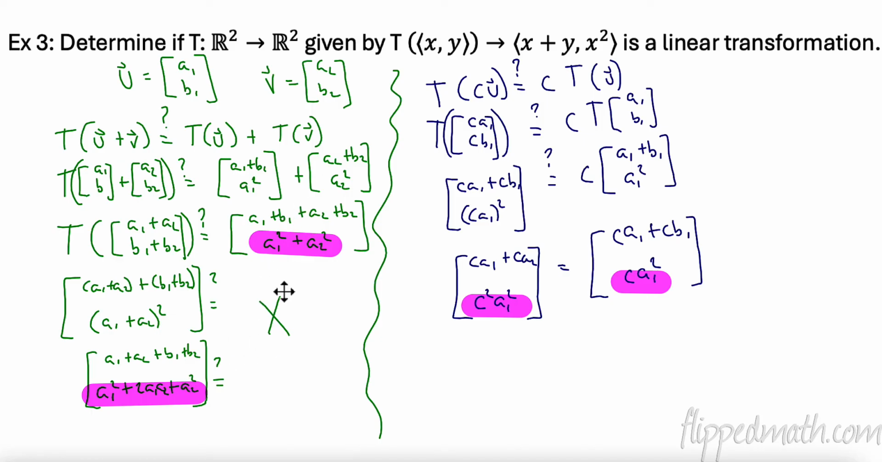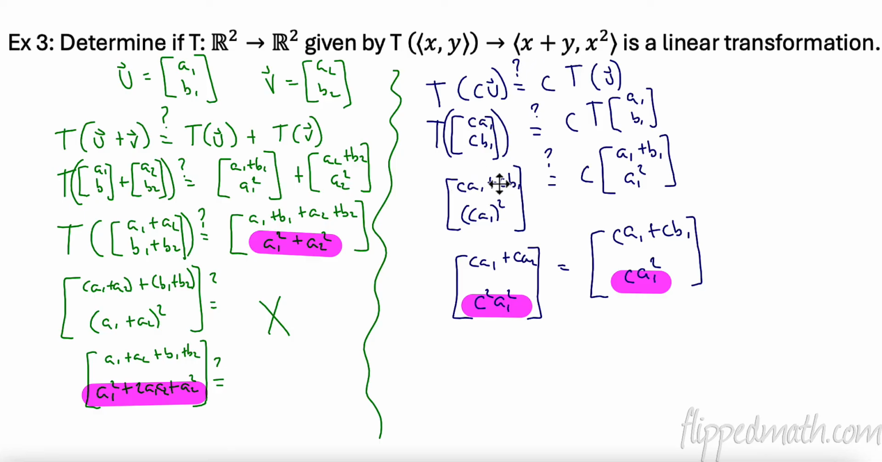It doesn't work here. But let's take a look to see if the scalar multiplication works. All right, so I'm going to put my scalar in first, c times a1, c times b1, do my transformation. So I'm multiplying my x and my y here.